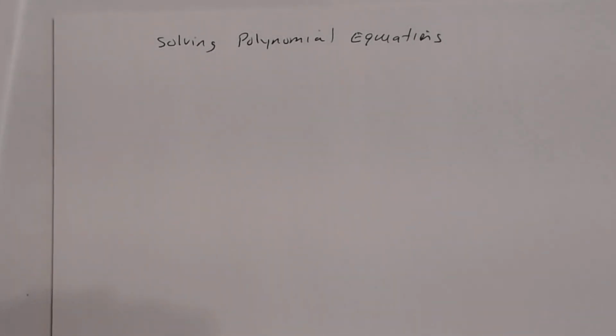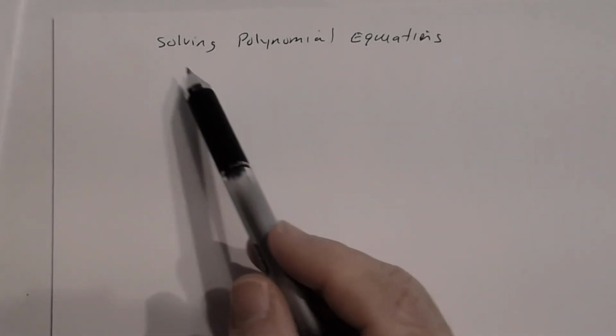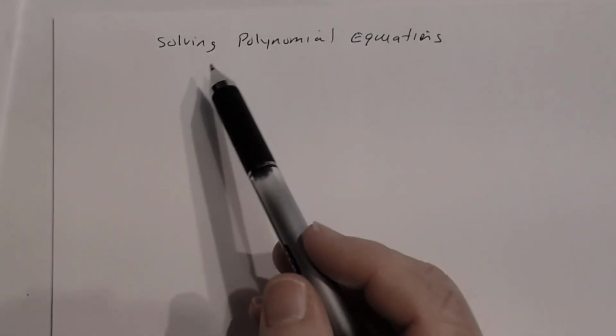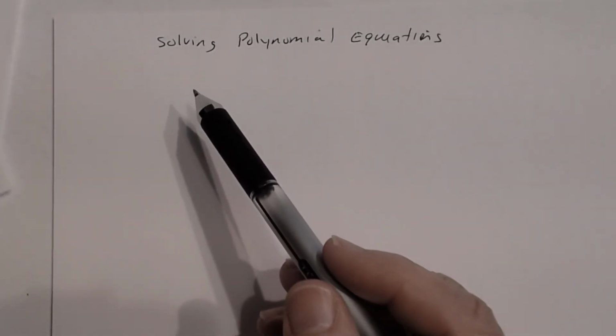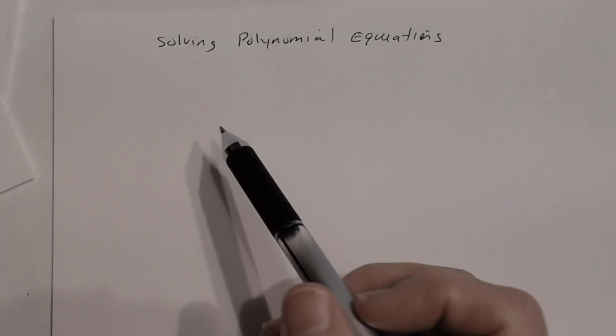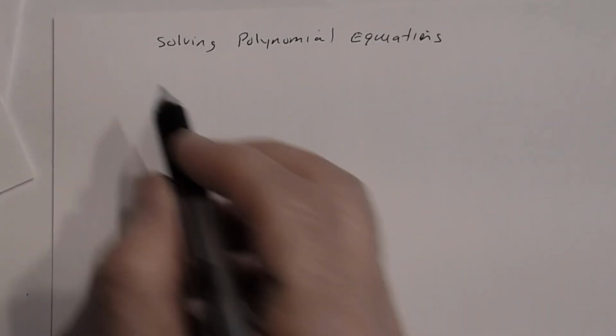Okay, so in this lesson, we're going to look at solving polynomial equations. Some of the polynomials will be quadratic, some will be cubic, and there's probably going to be one of degree 4. But for the most part, they will be quadratic or cubic. So let's look at the first example.